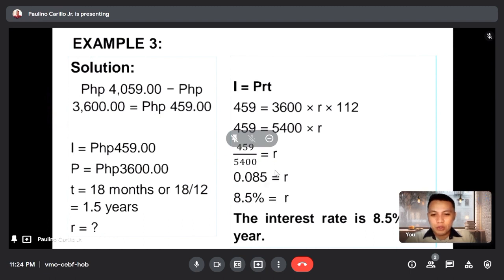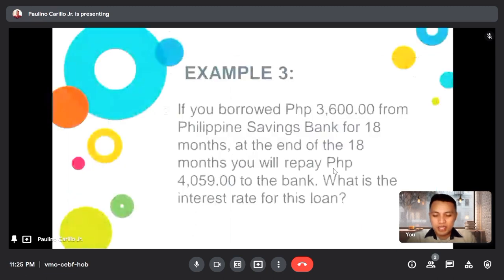And convert it to percentage. We just simply multiply it by 100. Therefore, our interest rate is 8.5% in how many years? 1.5 years. Okay, let's proceed. Any question, clarification? Okay, let's proceed.